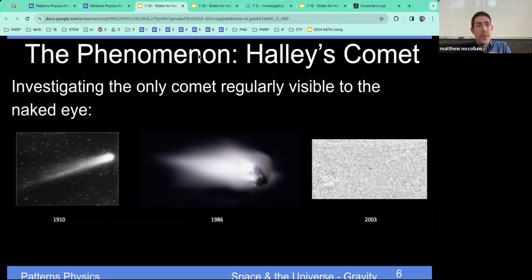Yeah, so just in the slides, starting with the phenomena. Halley's comet is the only regularly visible comet to the naked eye, and there's a good story that it was named after somebody who was the first person to recognize that it was the same comet seen every time, but it's been seen for hundreds or thousands of years each time. So there is just some background, a variety of different photographs.